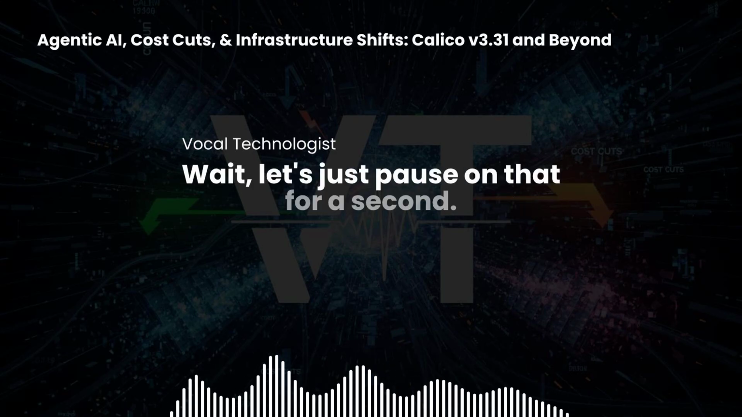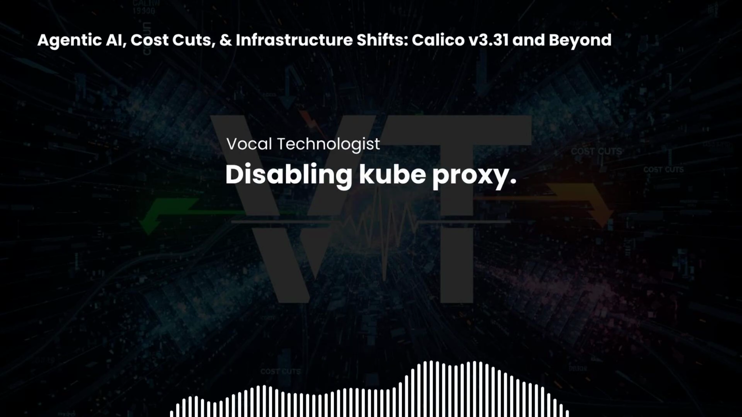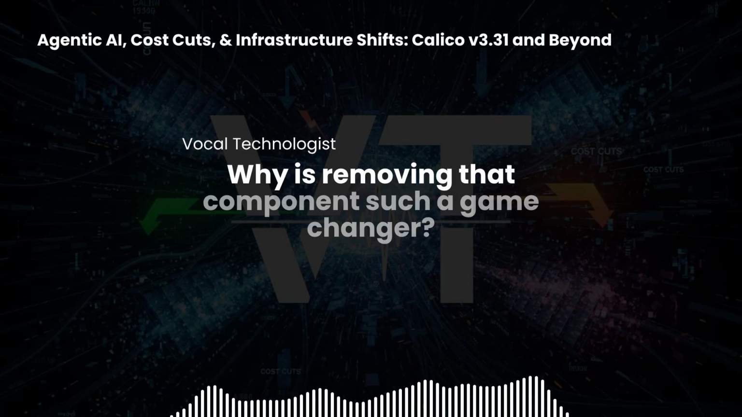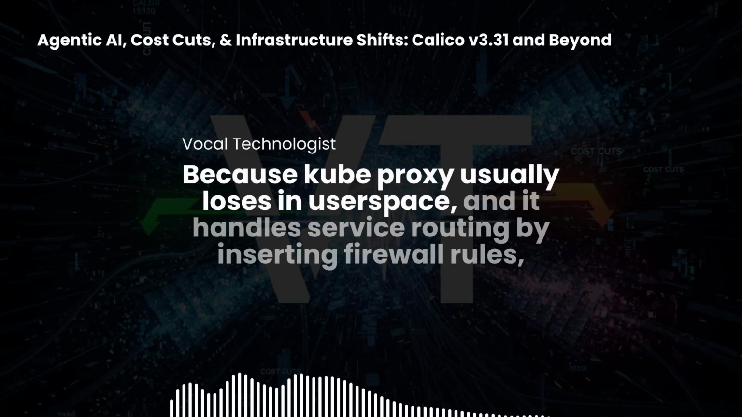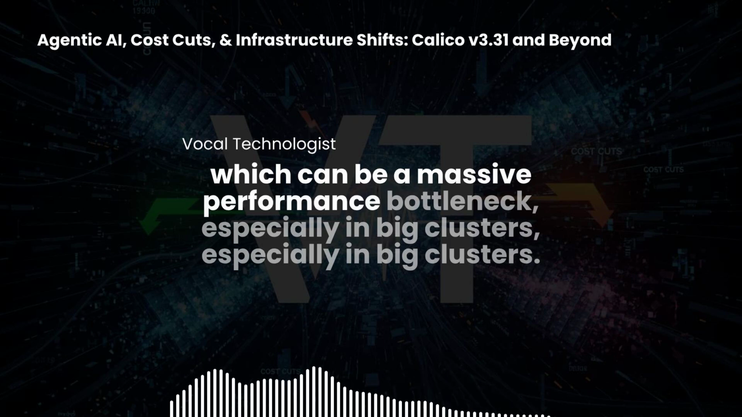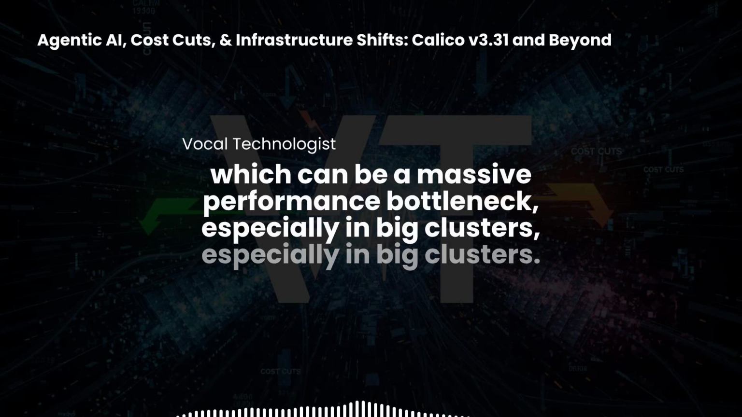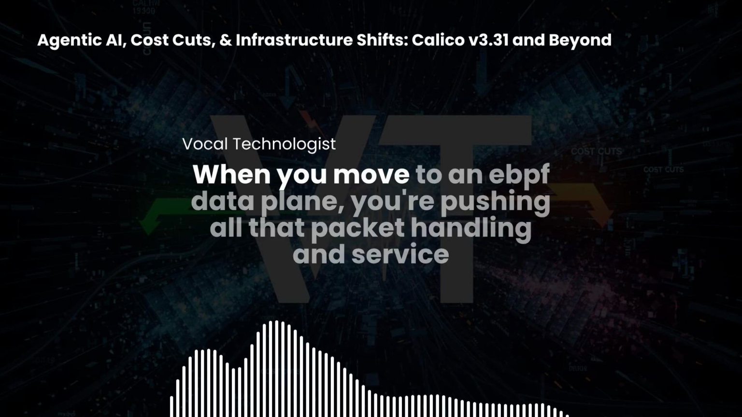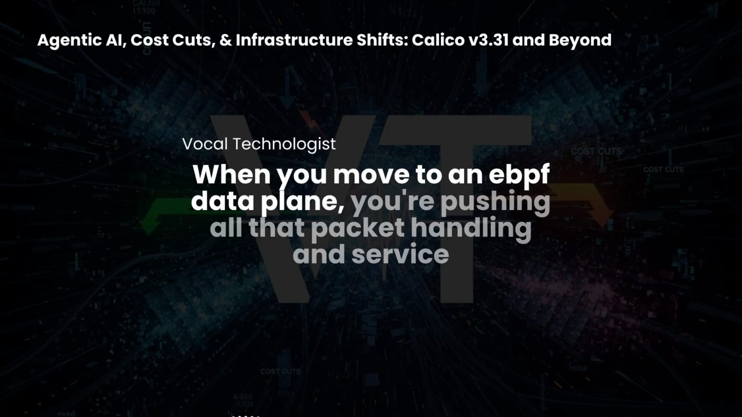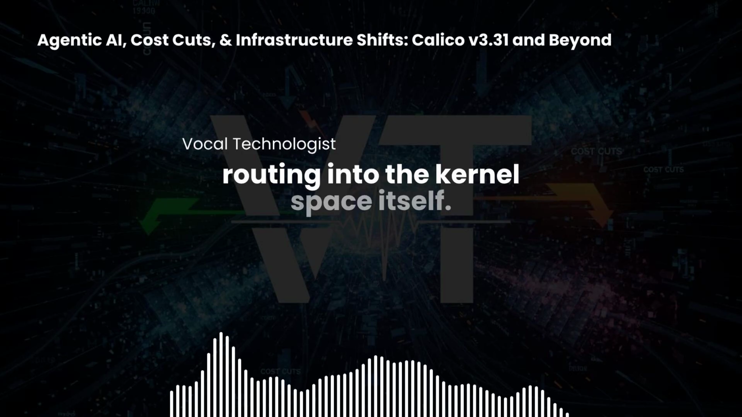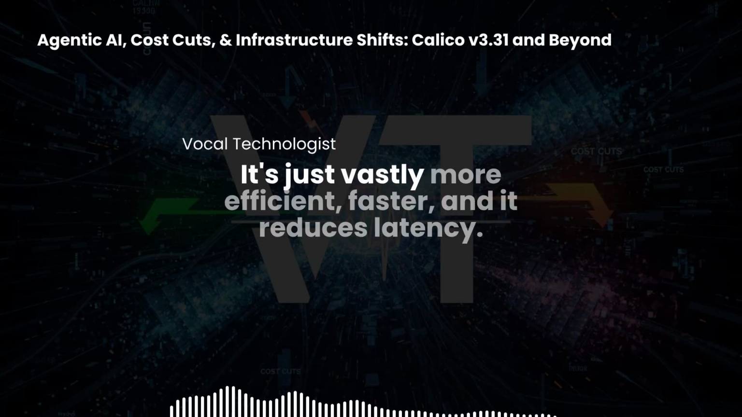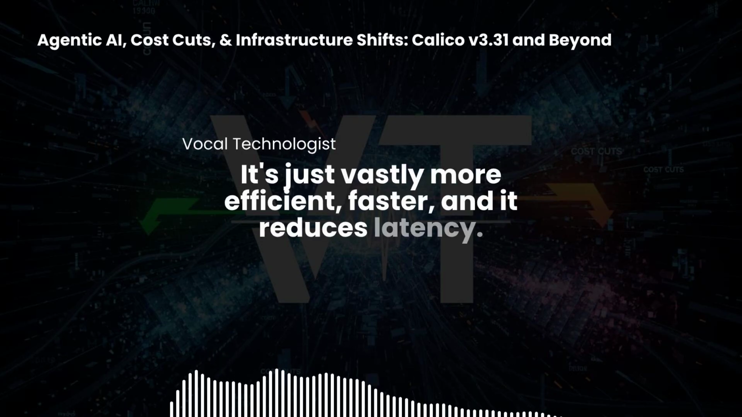Wait, let's just pause on that for a second. Disabling kubeproxy. Why is removing that component such a game changer? Because kubeproxy usually is in user space, and it handles service routing by inserting firewall rules, which can be a massive performance bottleneck. Especially in big clusters. Especially in big clusters. When you move to an eBPF data plane, you're pushing all that packet handling and service routing into the kernel space itself. It's just vastly more efficient, faster, and it reduces latency.